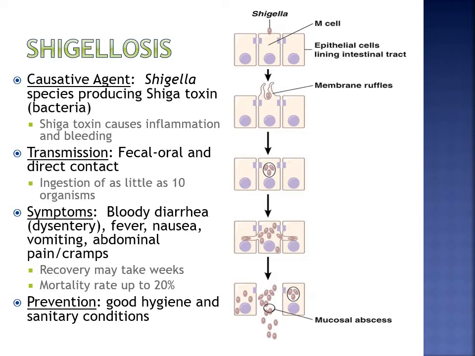Symptoms for this one, especially with that Shiga toxin causing bleeding, you always have bloody diarrhea, which is known as dysentery, plus the fever, nausea, vomiting, abdominal pain, and cramps. Recovery for this one is a much longer period than salmonella. Recovery can take up to a couple weeks, and mortality rate is much higher as well. Up to 20% of patients end up dying of Shigella, and that's mostly because of dehydration. Prevention is good hygiene and sanitary conditions because, again, it's that fecal-oral route. If you don't have contaminated water or contaminated food, you generally won't have this big issue.